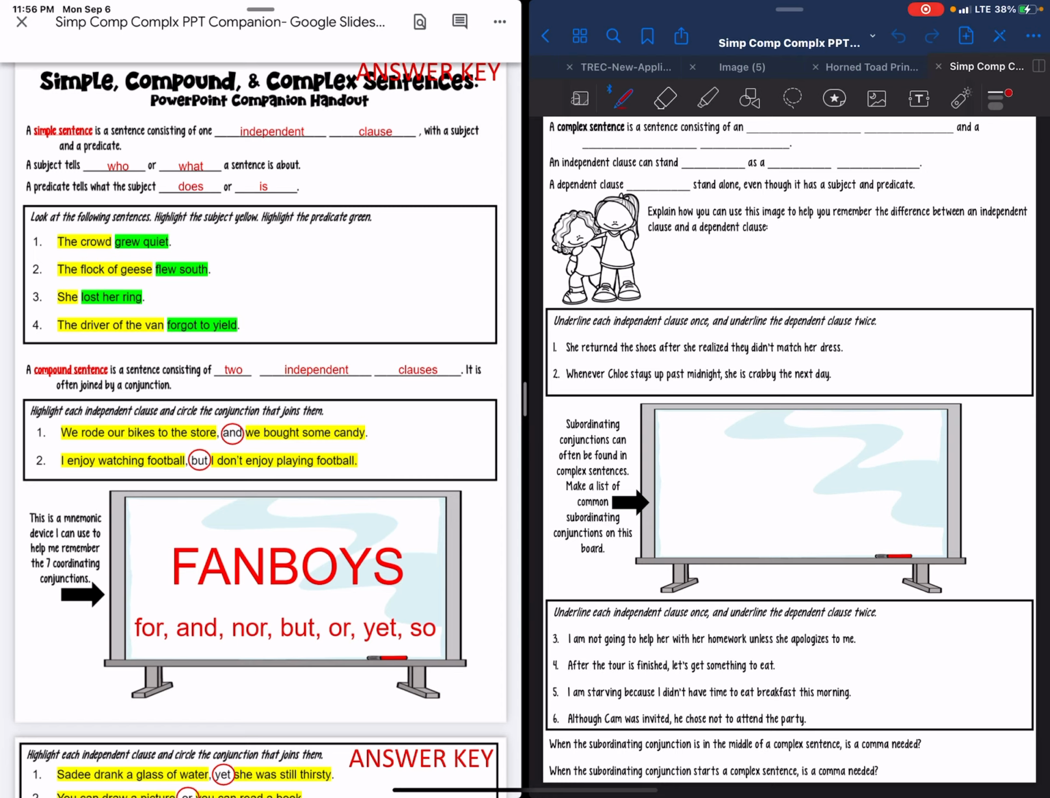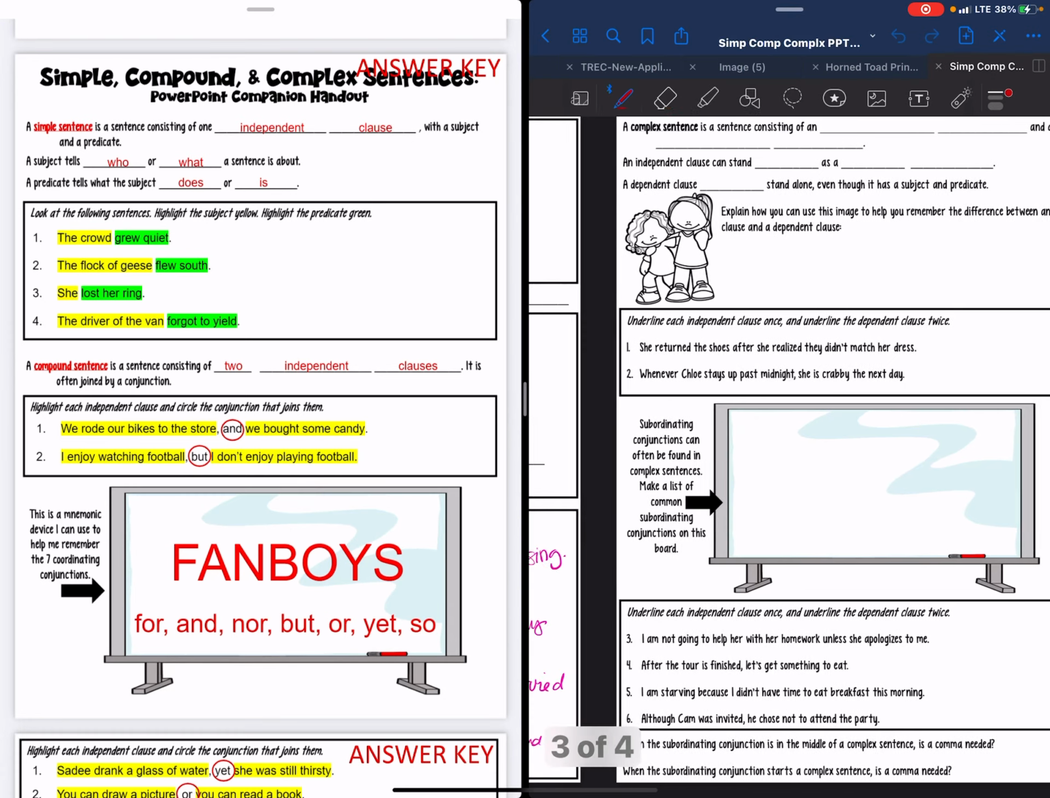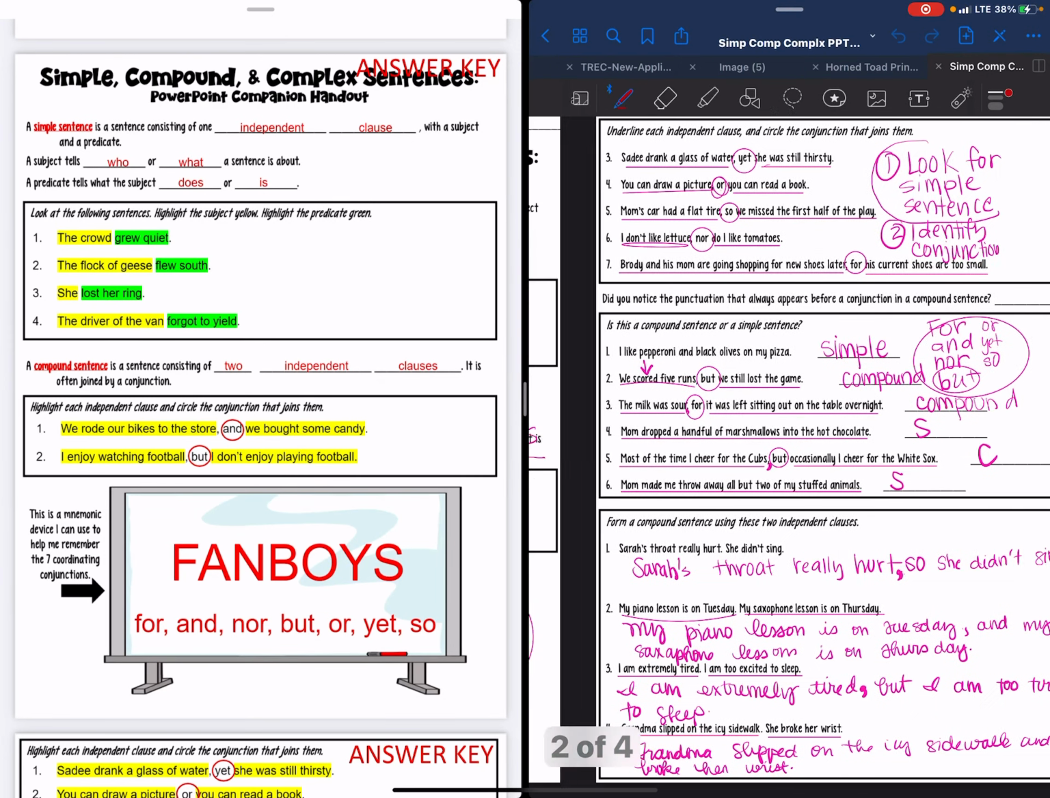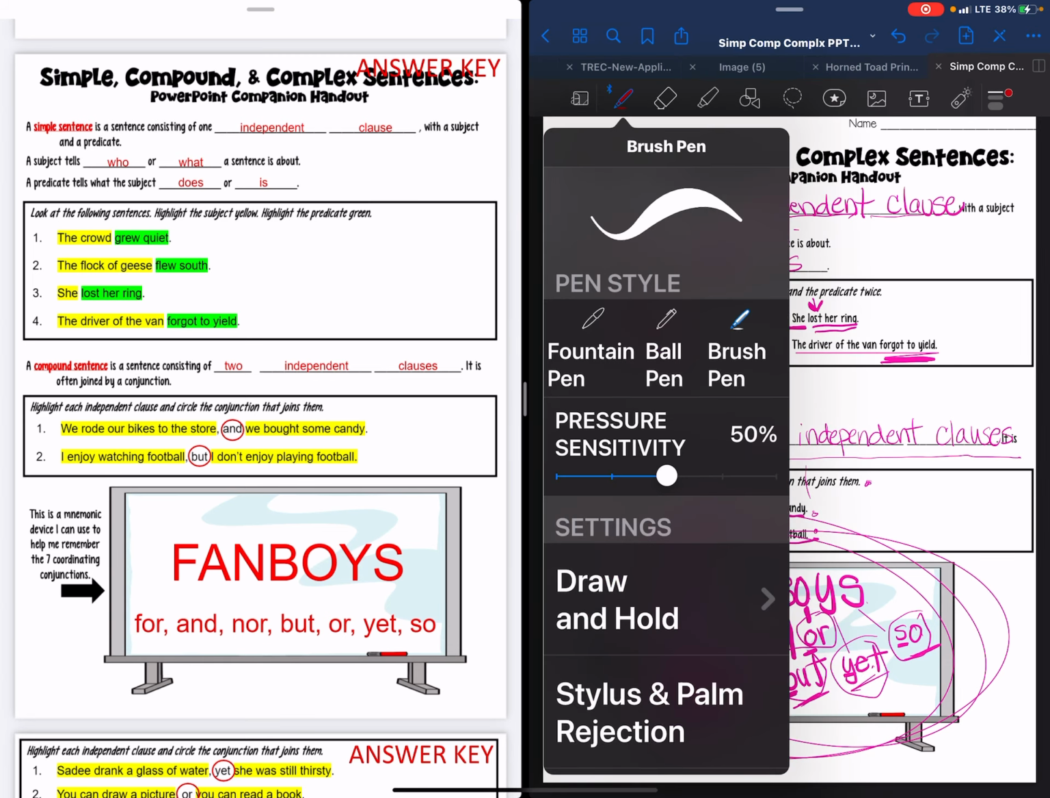So a simple sentence is a sentence consisting of one independent clause. Okay, one independent clause. A simple sentence is a sentence consisting of an independent clause, the subject, and a predicate. All right. So the crowd grew quiet. Remember, this is an example of a sentence, not only a sentence, but a simple sentence, too.